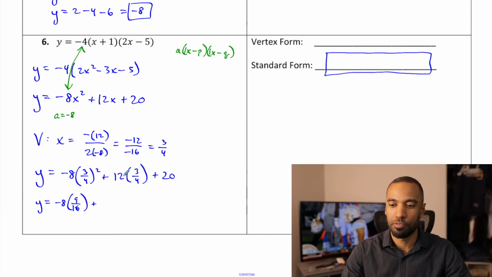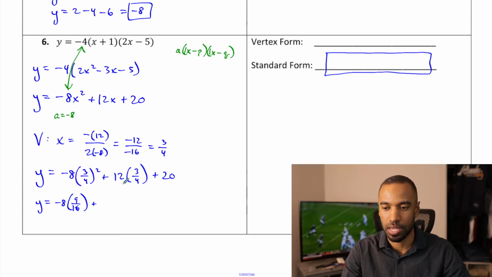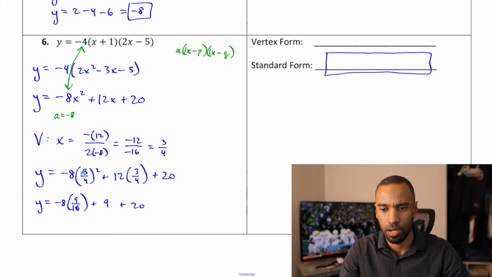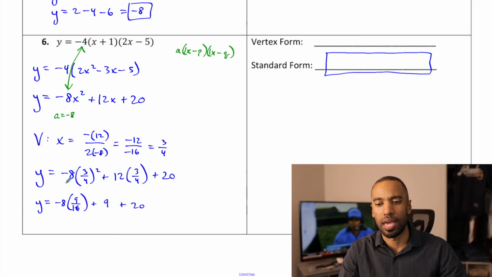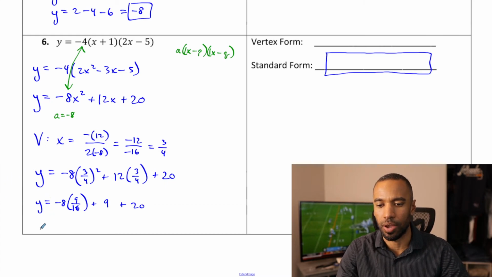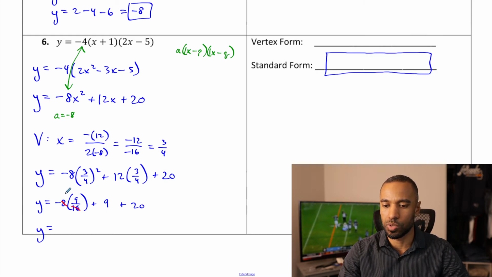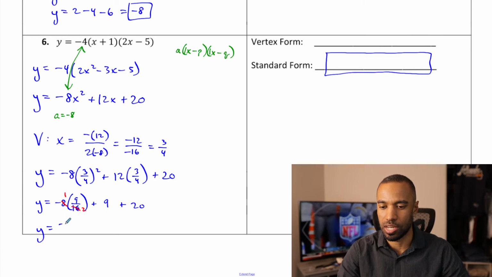Plus 12 times 3/4. You can do 12 divided by 4, which is 3, times 3 is 9. So plus 9. Plus 20. Okay, so -8 times 9/16. I'm doing -8/16, which is -1/2. So -1 times 9, that's -9/2. So -9/2 plus 9 plus 20.